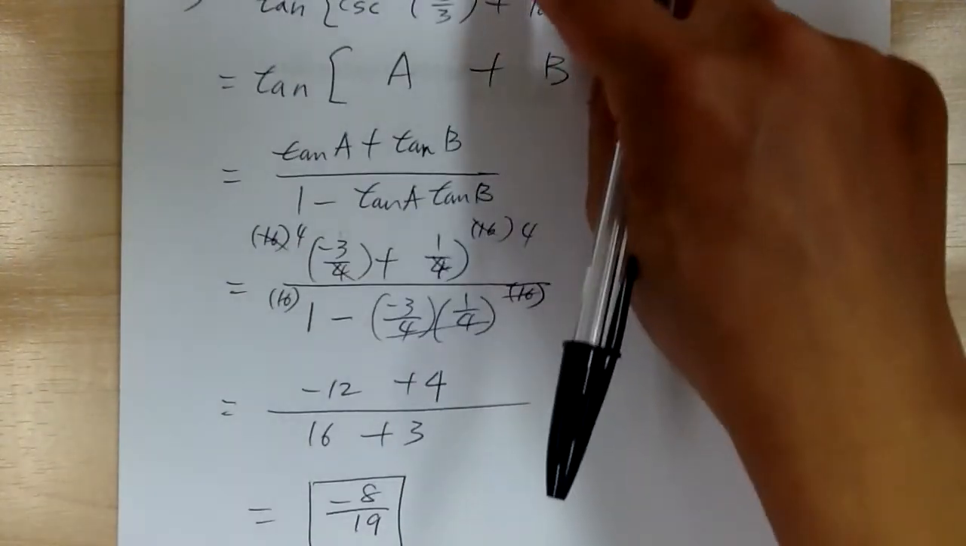Okay, so make sure you do it step by step. It'll help you think through. Okay, let's go to 59.